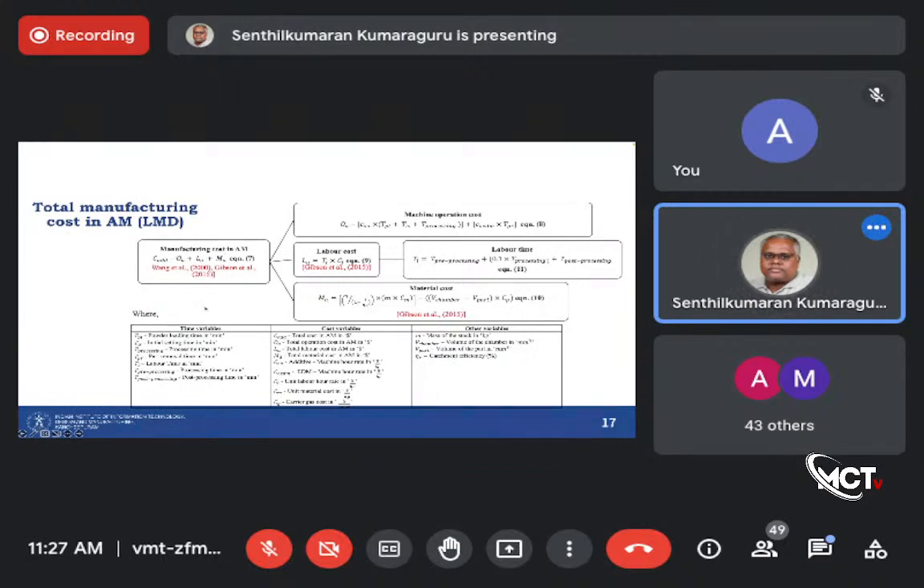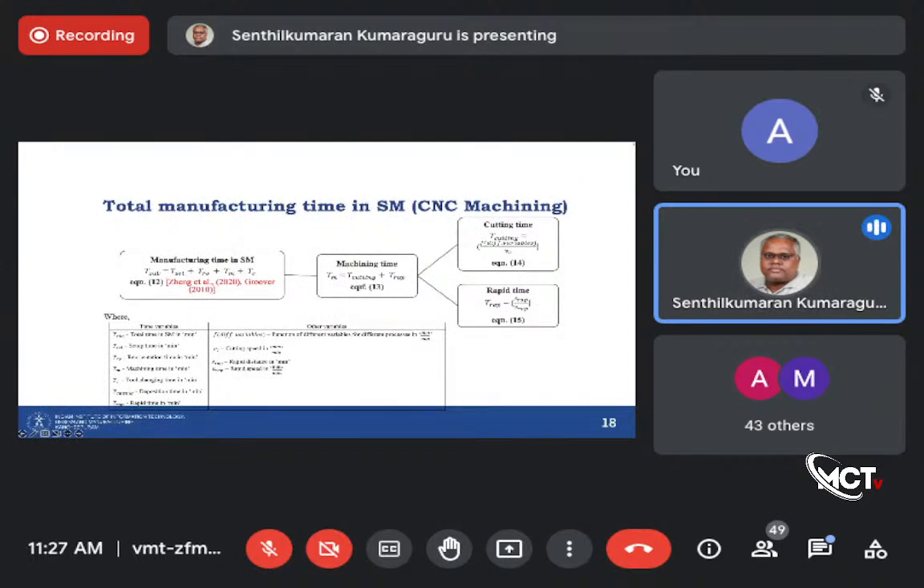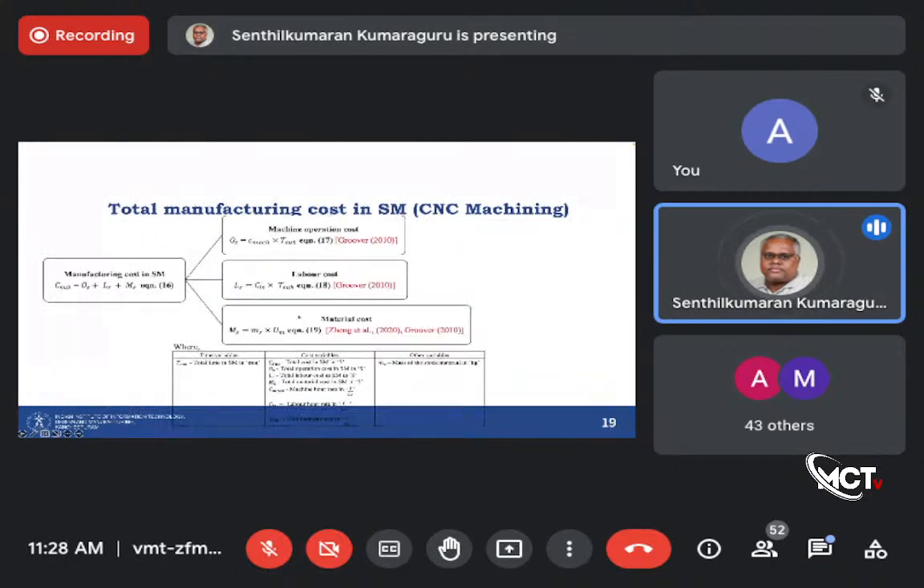And then we built the model for machining. This consists of setup time and machining time, and also changeover times, reorientation times, and tool change times. If you take the total time, the machining time would involve cutting time plus rapid motion time. That would be the time model for CNC machining. And this will be the total manufacturing cost for machining, or SM, subtractive manufacturing, which typically involves machine operation cost, labor cost, and material cost, right?